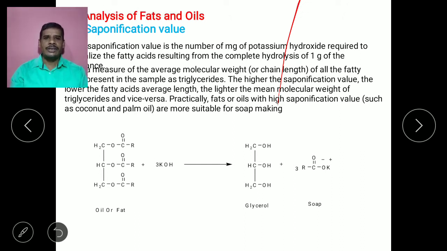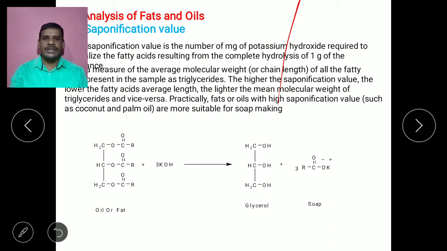The iodine value is a very important chemical characteristic. How this iodine value is important, as well as the saponification value also being important. Out of this, first we are going to discuss the saponification value.